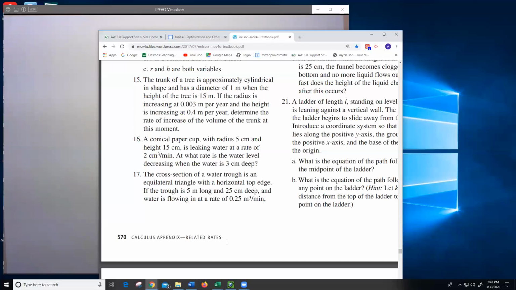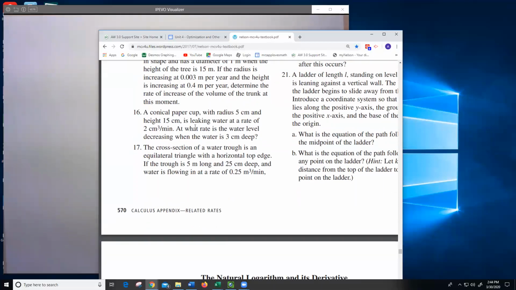Oh, this is the same thing here. So here it says a conical paper cup with a radius of 5 centimeters and a height of 15 centimeters is leaking at a rate of 2 cubic centimeters per minute. At what rate is the water level decreasing when the water is 3 centimeters deep? Okay, and this should be similar. I think it was a cone. This should be similar to one of the questions from the worksheet, one of the ones that I didn't take up.